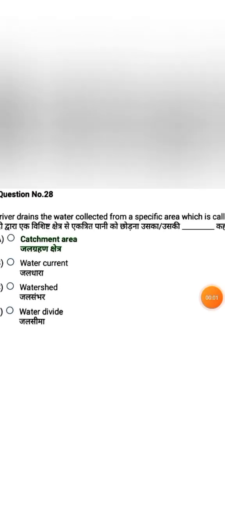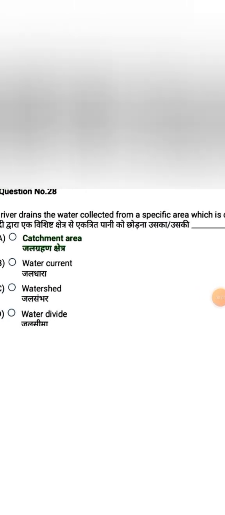And the next question, a river drains the water collected from a specific area which is called its. Options. Option A, catchment area. Option B, water current. Option C, watershed. Option D, water divide. A river drains the water collected from a specific area, which is called its catchment area. Option A is the correct answer.